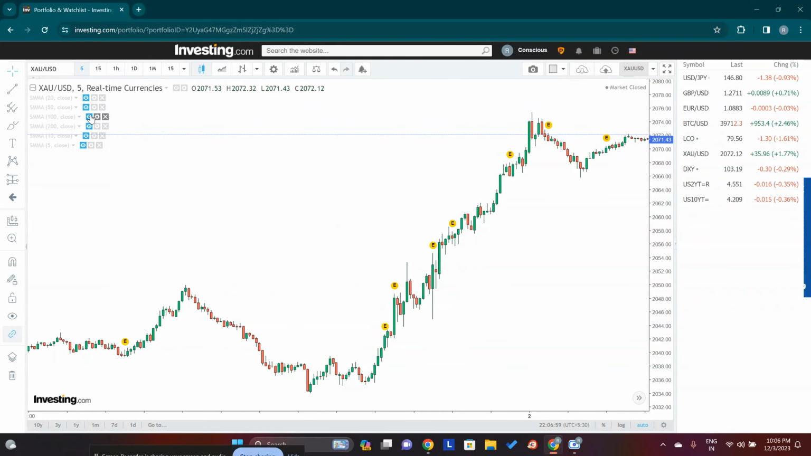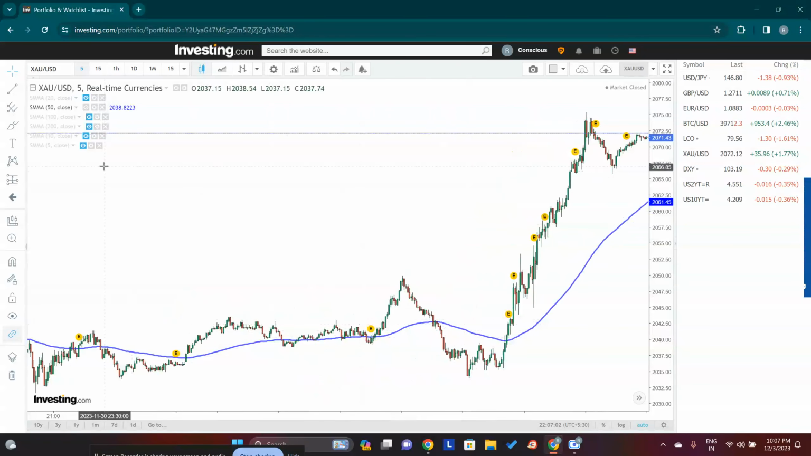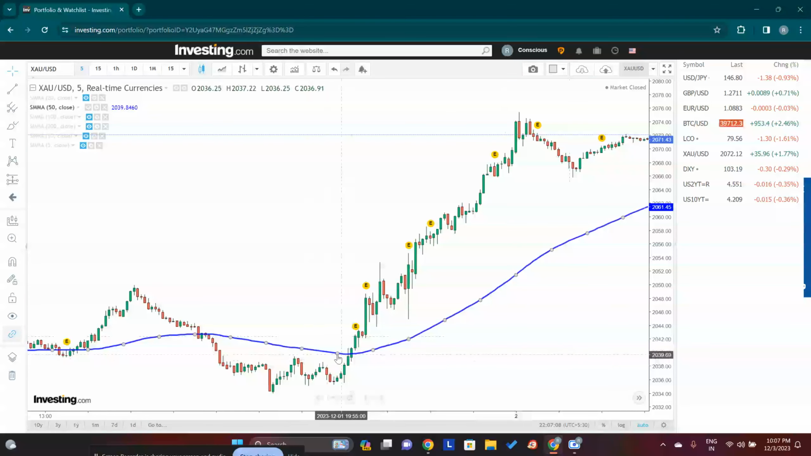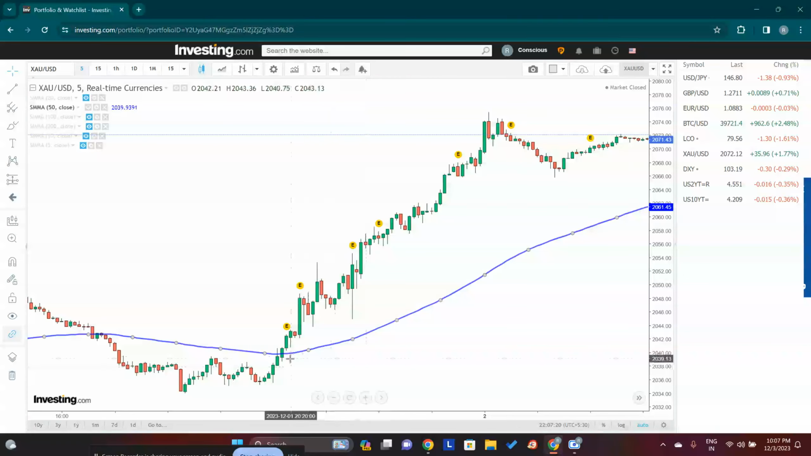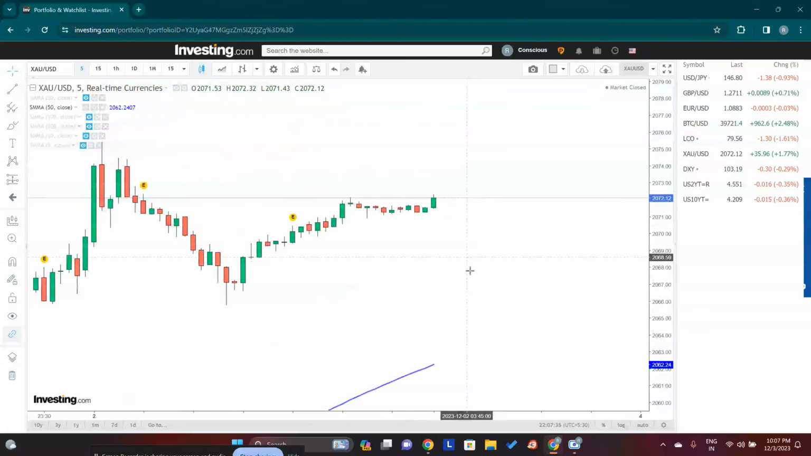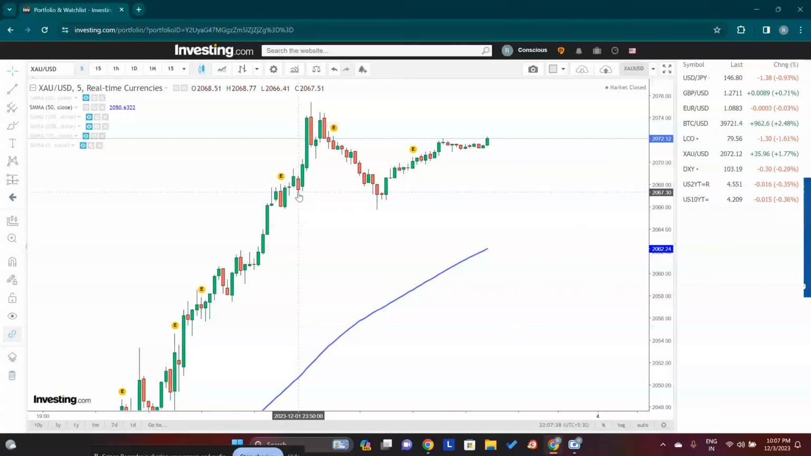So I'll just put one SMA for you. This is the 50 simple moving average, and this is the line which is plotted. It tells you the last 50 candles' closing price average. I'm using the gold chart here, in the 5-minute chart of gold, the current SMA is coming around 2062. That means the last 50 candles' average closing price is around 2062.